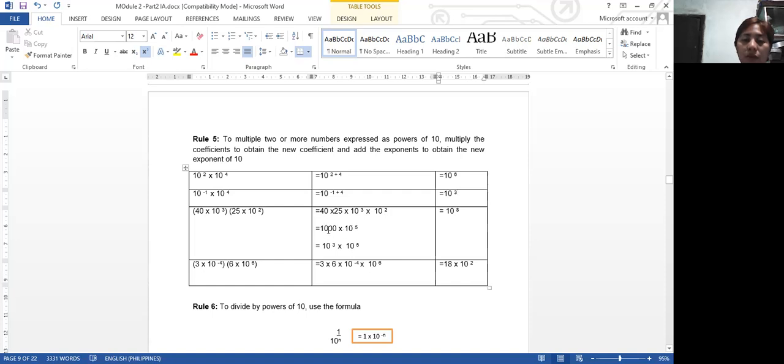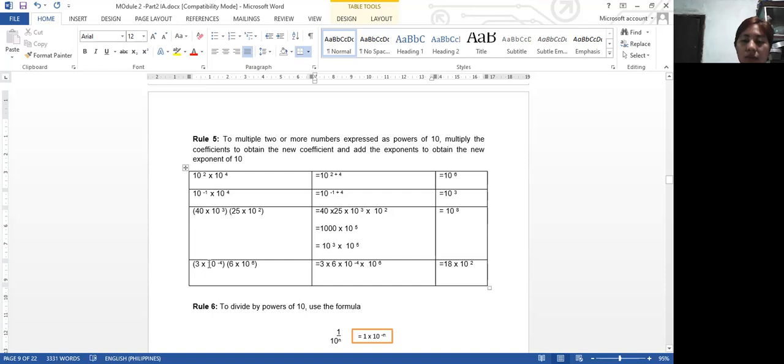So if we are going to convert this to a power of 10, it will become 10 cubed, because 10 times 10 times 10 is 1,000. 10 cubed, 1, 2, 3. So times 10 to the 5th, so 3 plus 5. That's why we have here 10 to the power of 8.